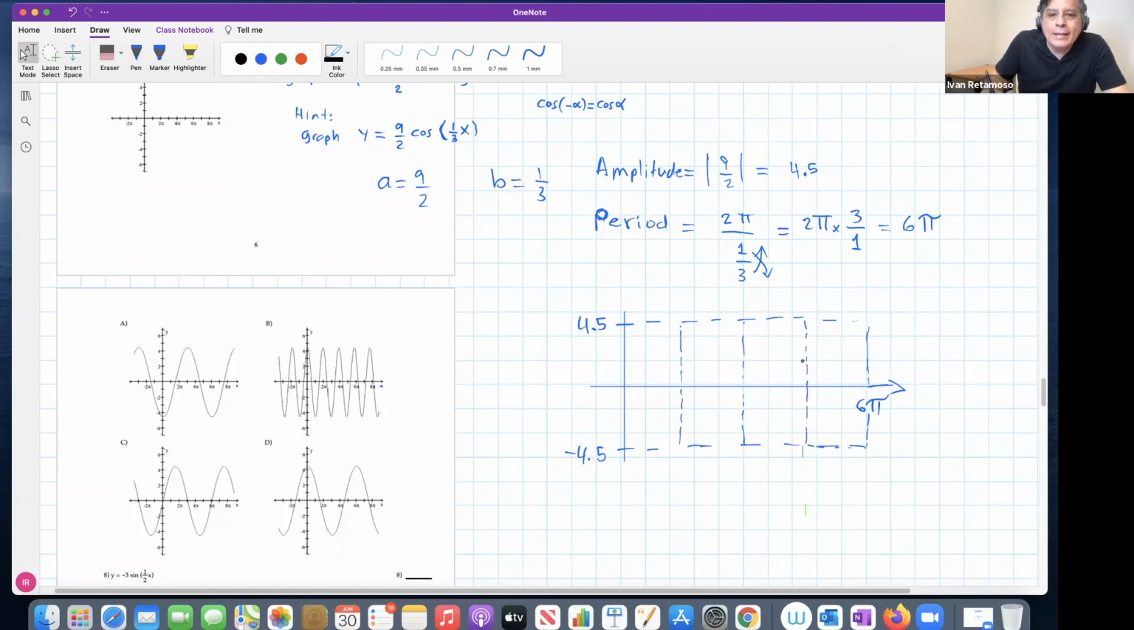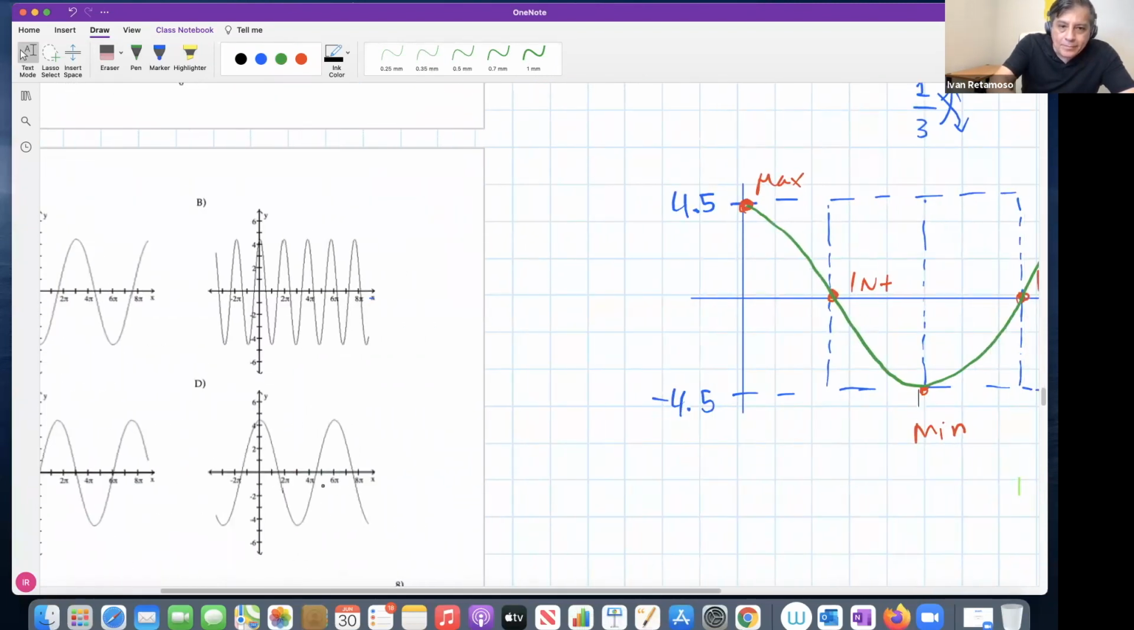You get this, right? And here, more or less, remember the shape of cosine. It starts with a max, then goes into an intersection here, intersection, minimum, intersection, and max, it ends with a max. It looks like a curve V when you do this. So join this with a nice curve, something like this. Then you have to try to identify this with one of these graphs. But which one? Look, notice this one looks like that. And so how do you know? Well, notice, look at the period, 6 pi.